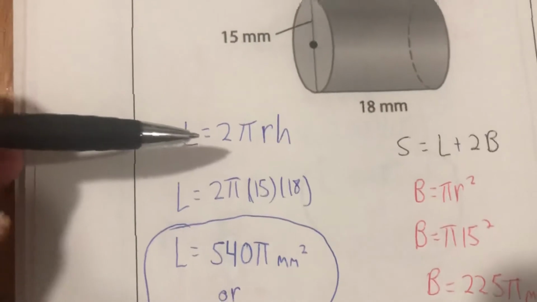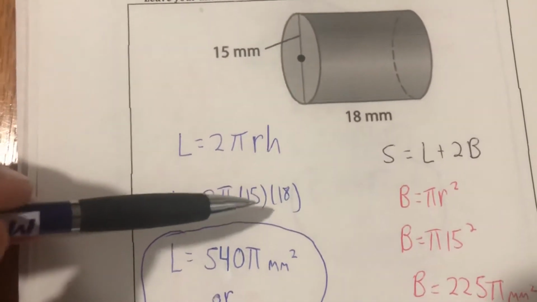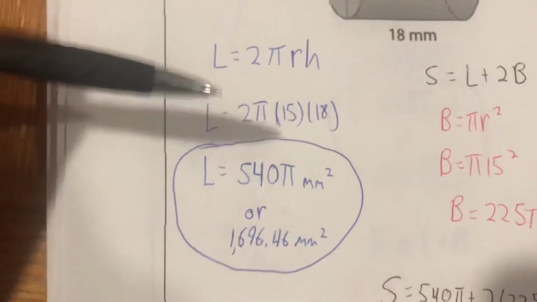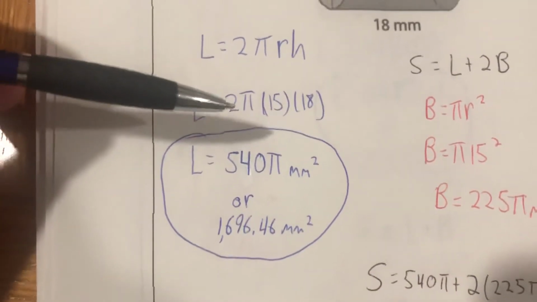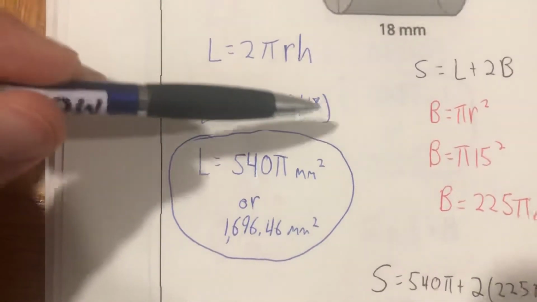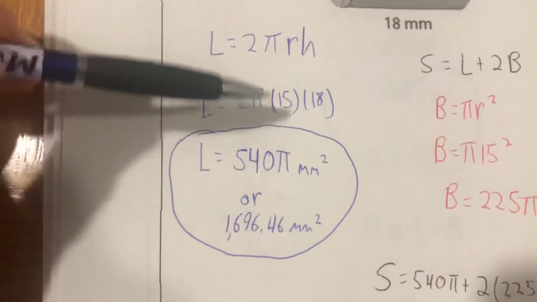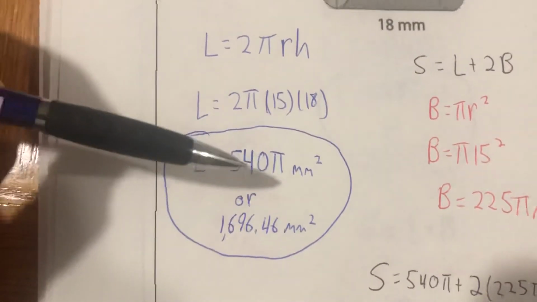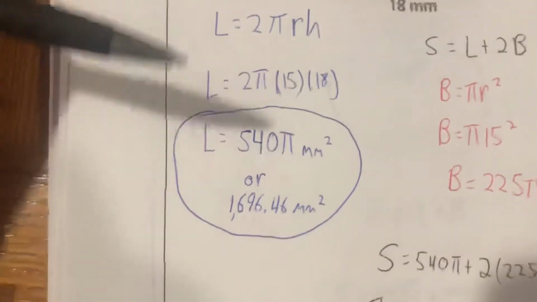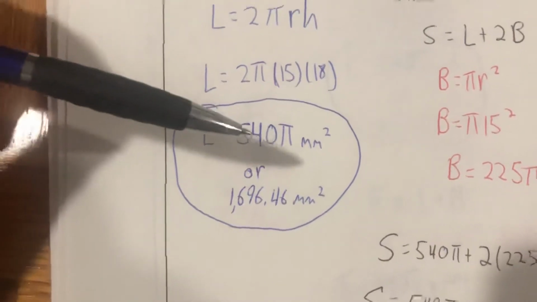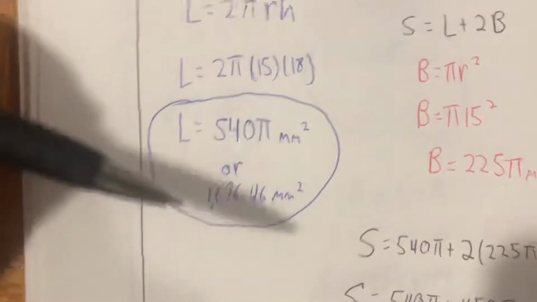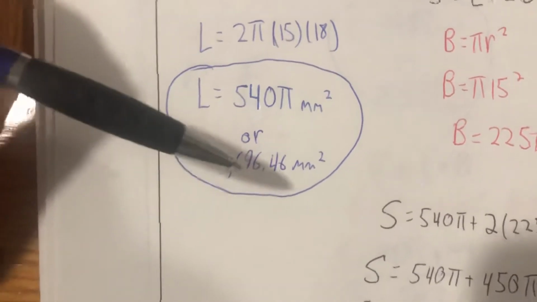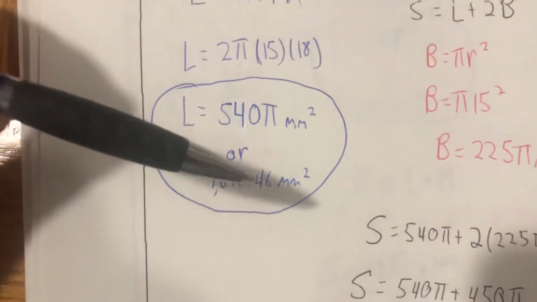All right, so plug it in. We already have our radius is 15. We already have the height of the cylinder is 18. So we actually have everything we need right away. We're going to multiply 2 times 15 times 18. I'm holding off on pi because I want to give you an answer in terms of pi. When you multiply the three numbers together, you get 540, and then we still have pi along for the ride. So the lateral area is going to be 540 pi millimeters squared, or if you multiply by pi and round to the nearest hundredth, you should get 1,696.46 millimeters squared.